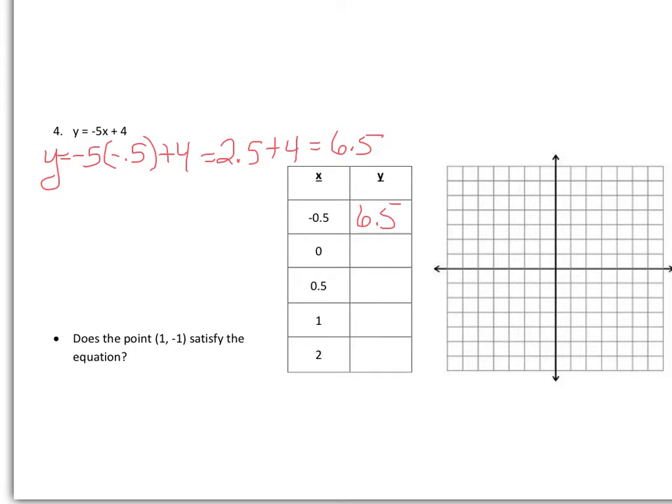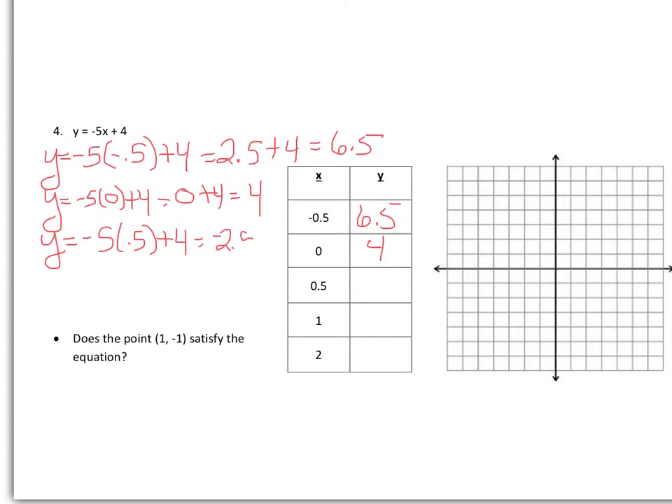The next one is 0. So y equals negative 5 times 0 plus 4. Negative 5 times 0 is 0. Plus 4 equals 4. Now we substitute in a 0.5. So y equals negative 5 times 0.5 plus 4. Negative 5 times positive 0.5 is a negative 2.5 plus 4. Negative 2.5 plus 4 is equal to 1.5.